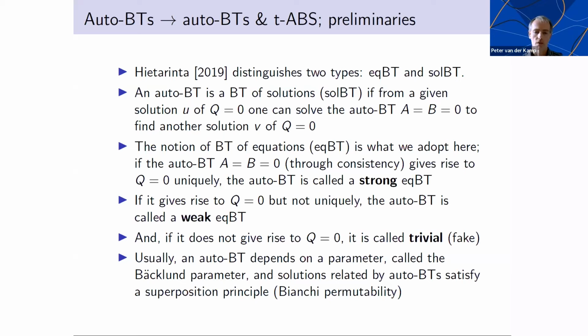If you get your equation from the auto-BT in a unique way, then the auto-BT is called strong. If it gives rise to the equation but not uniquely, the auto-BT is called weak. And if it does not give rise to Q, then it's called trivial. There's another thing, that there are superposition principles. If you apply your auto-BT twice with different parameters, then these new solutions also satisfy an equation.